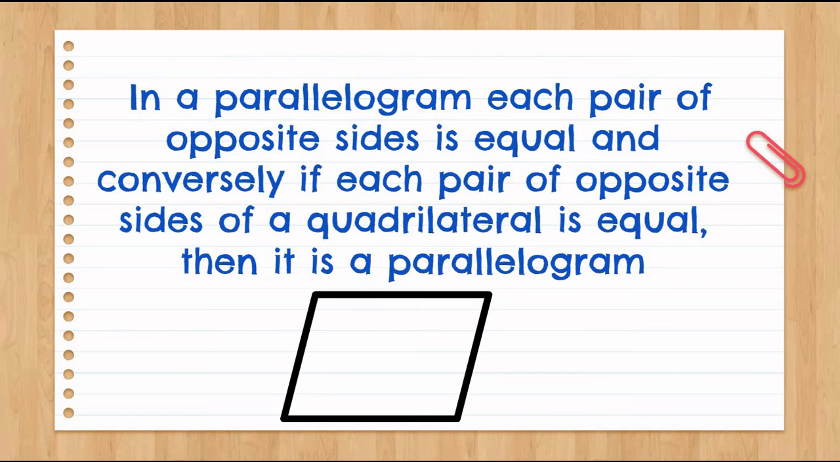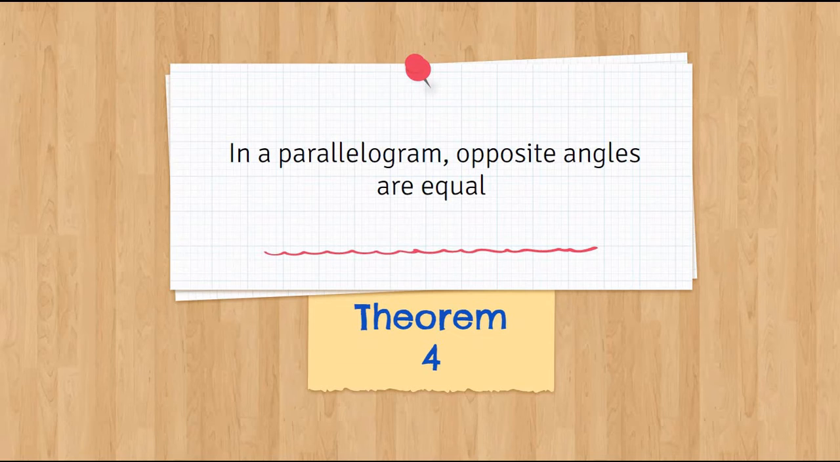So now, can we conclude the same result for the pairs of opposite angles? Again, draw a parallelogram and measure its angles. What do you observe? Each pair of opposite angles is equal. Repeat this activity with some more parallelograms and you arrive at another result, which can be stated as theorem number 4 for us. It is: in a parallelogram, opposite angles are equal.